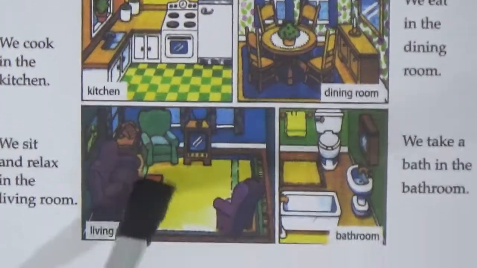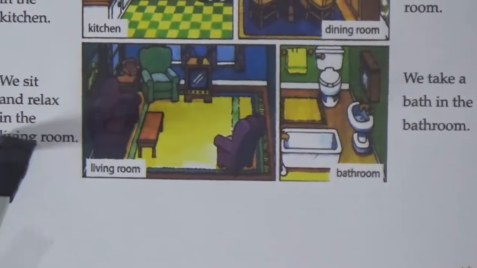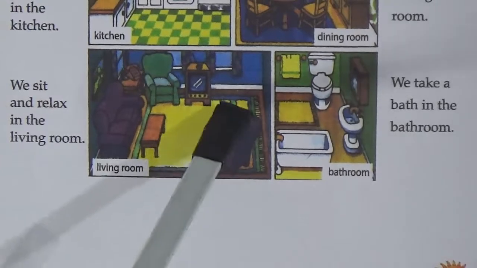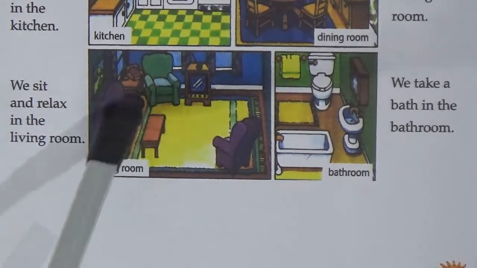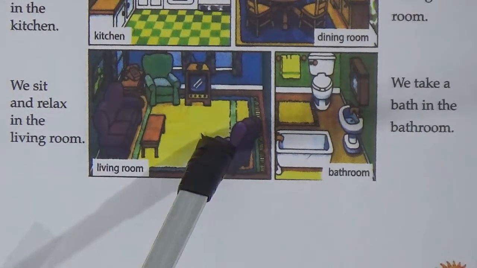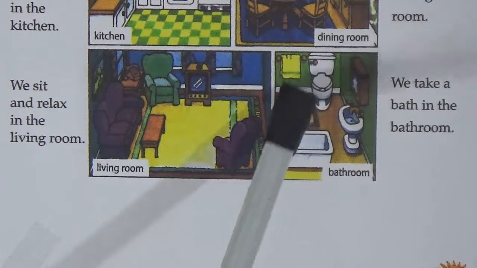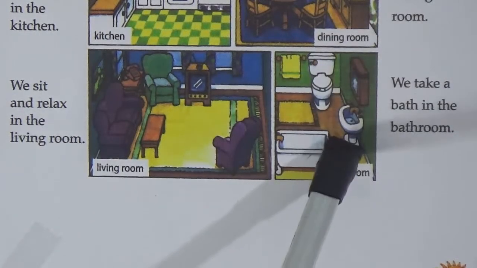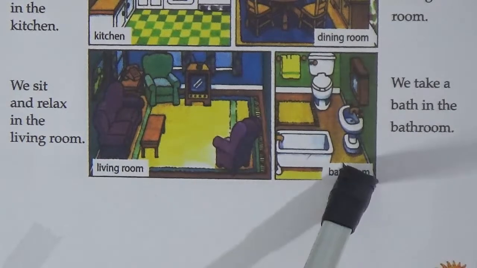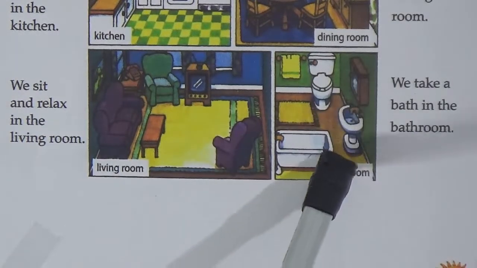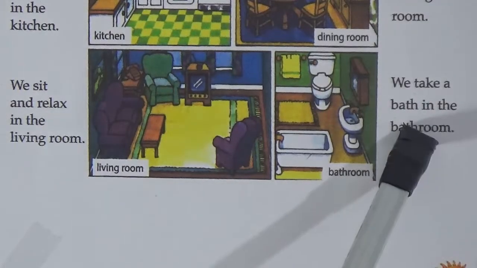Now this is the living room. We sit and relax in the living room. Look, there are sofas, and we sit and relax in the living room. Now look at this room. We take a bath, and we use it as a bathroom. This is called the bathroom. We take a bath in the bathroom.